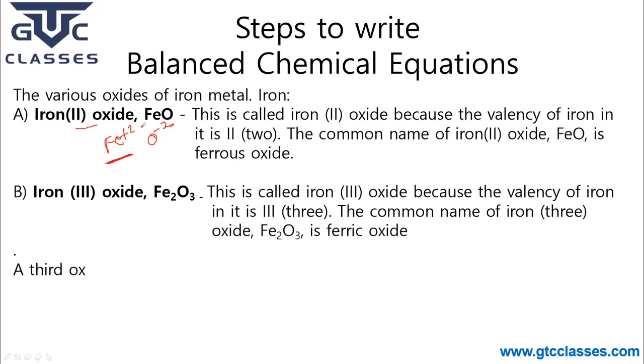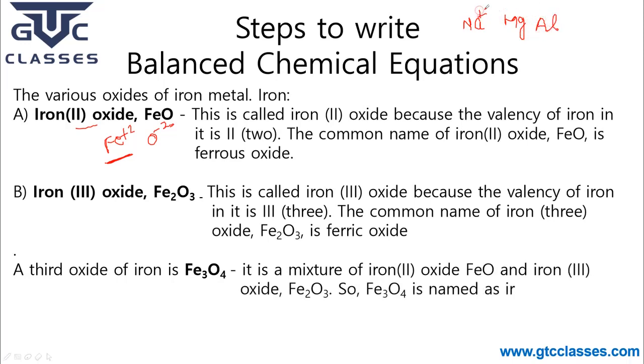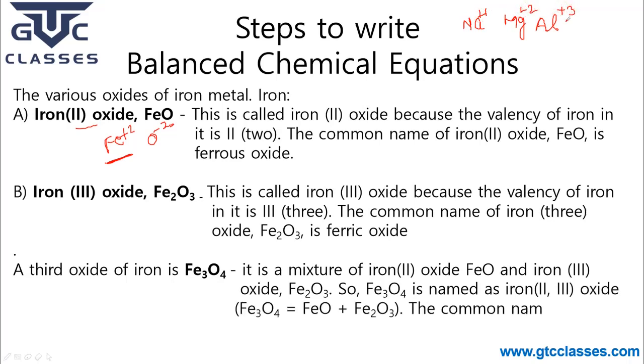Remember, we have learned the different metals, for example sodium, magnesium, aluminium. All these metals have just one valency. That means Na is plus 1, Mg is plus 2, Al is plus 3, like that. But there are a few compounds which show more than one valency, and iron is one of them. So iron shows plus 2 valency and also plus 3 valency. Whenever it shows plus 2 valency, the name is iron 2 oxide. We clearly write this 2, which is nothing but the valency.